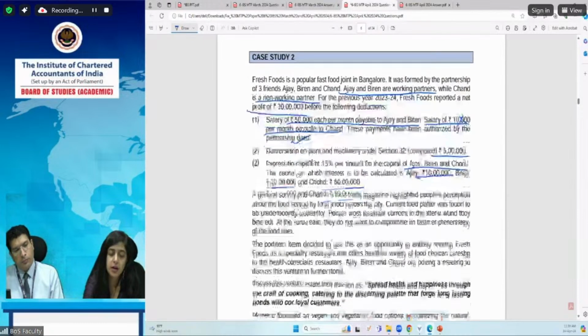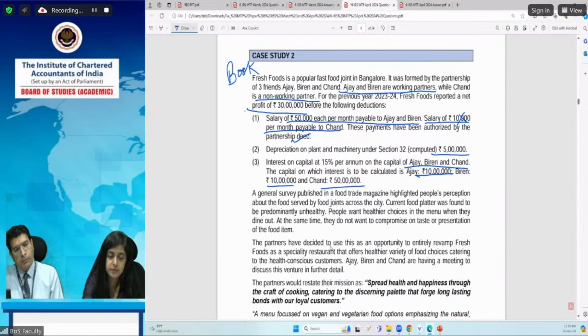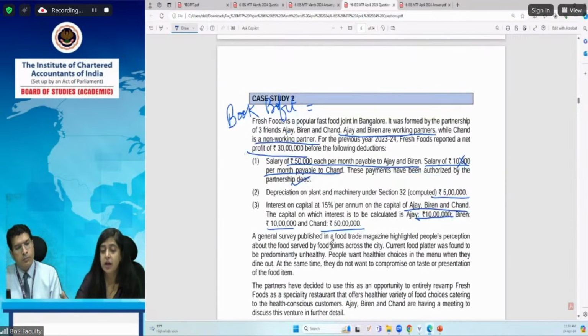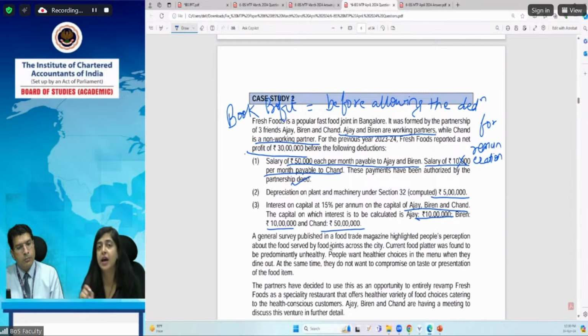Book profit as per income tax says, the book profit which you compute for the purpose of profit and gains for the business or profession, you have to compute that before allowing the deduction for remuneration. It means you have to compute the book profit as per the profit which you have computed for the purpose of profit and gains of business or profession. It means as per your chapter 4.